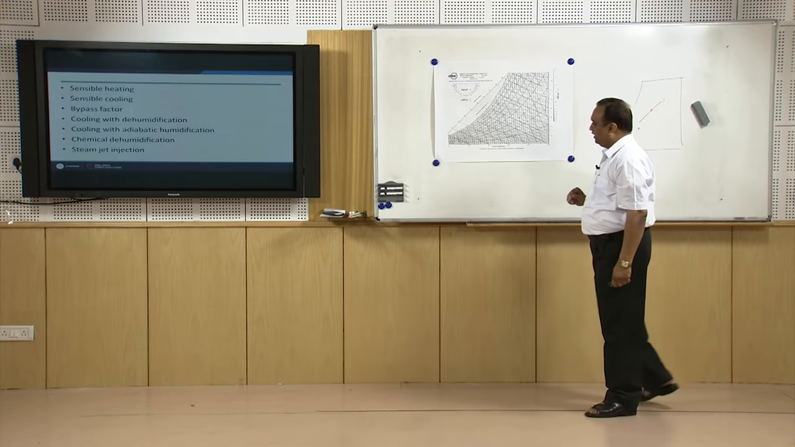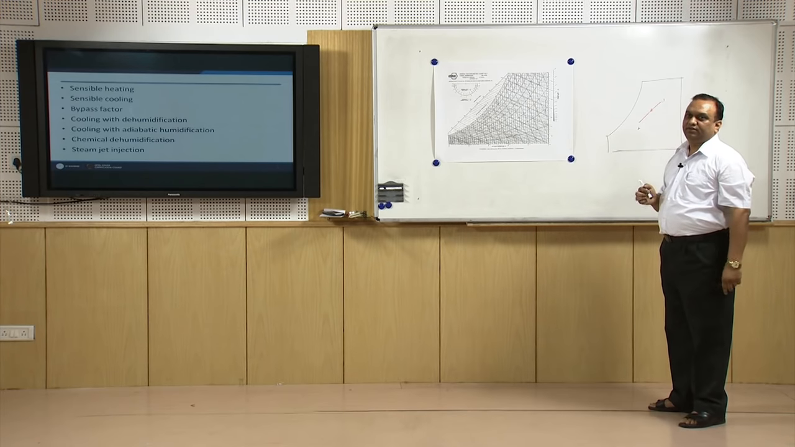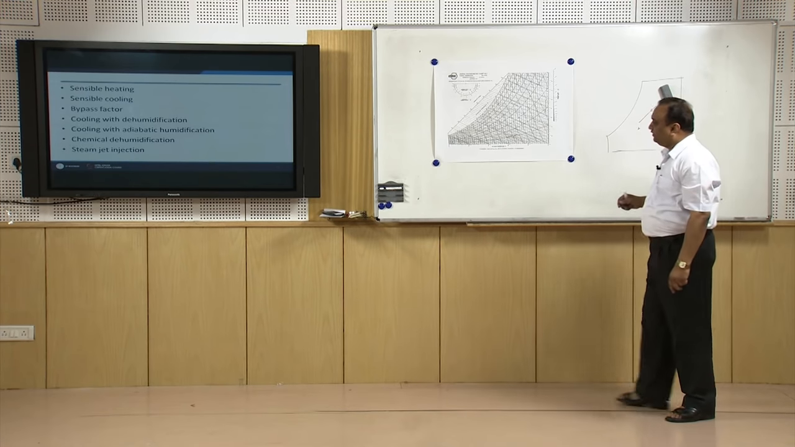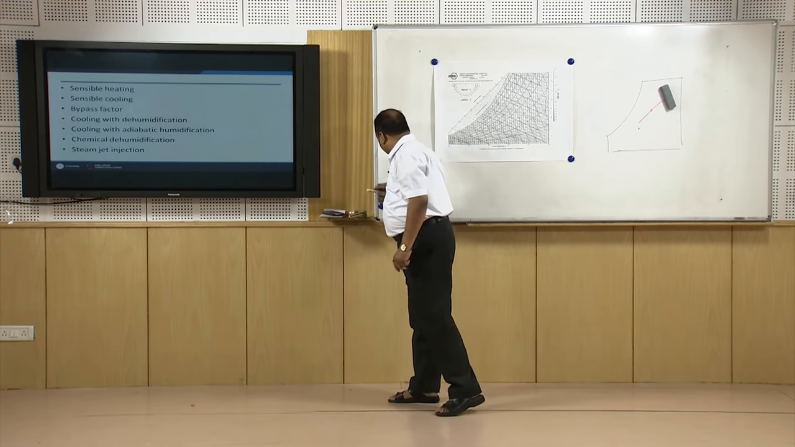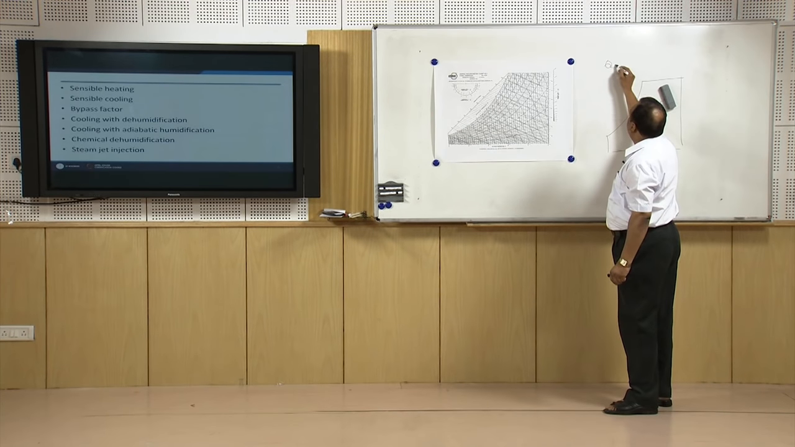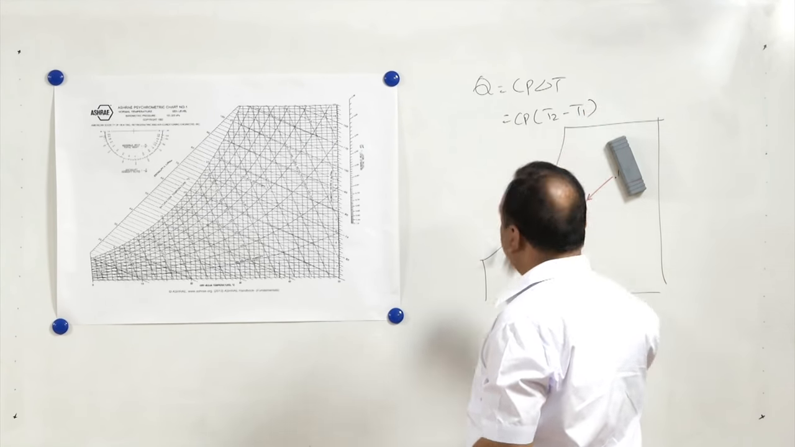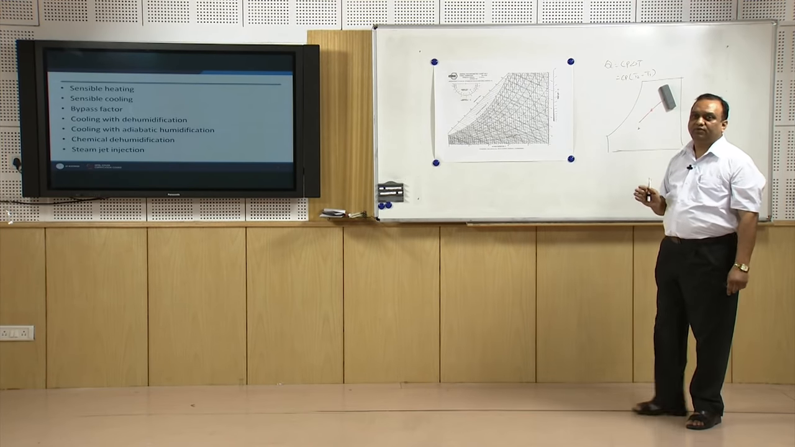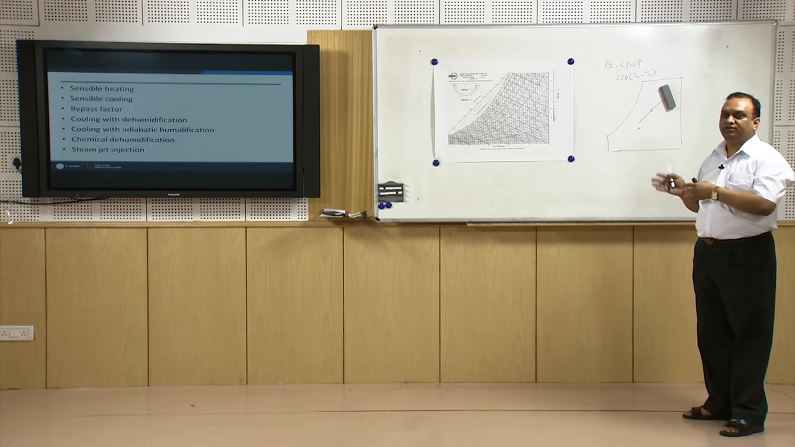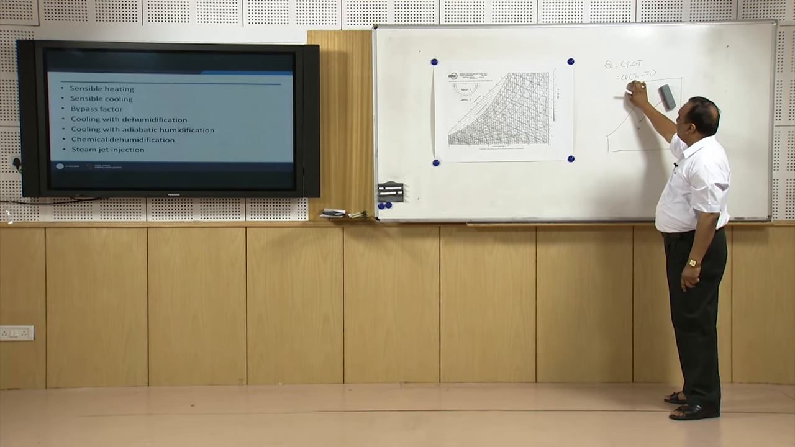So, if I want to add heat to the air, then the moment the heat is added to the air, the temperature of air will rise, and temperature means here the dry bulb temperature. The dry bulb temperature of air will rise, and sensible heat is expressed as Cp delta T or Cp (T2 minus T1). Now, because we have a mixture of water and air, when we are heating the moist air, the dry air and the water vapor will get heated simultaneously. So, directly we cannot use this system.